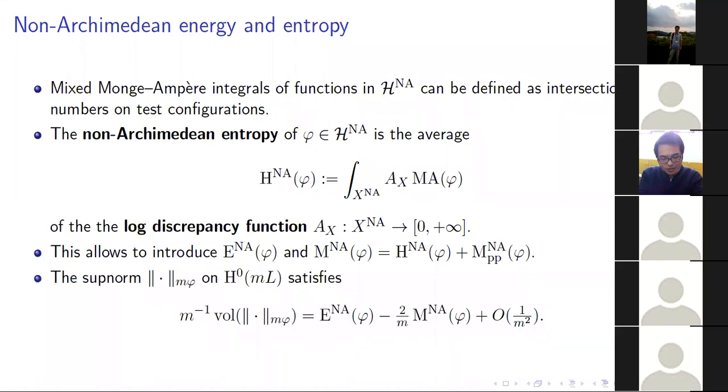Okay, so one justification that this is indeed the correct formalism is that in this situation, you replace the L2 norm by the sup norm induced by the Fubini-Study potential, or metric, on the line bundle L. So you get a sup norm with respect to phi for sections of mL. There is a natural notion of volume also in this situation, which is basically the volume of the unit ball again. And then again, we have an asymptotic expansion of the volume functional, where the first two coefficients are expressed by the E functional and the M functional, just as before. This time it comes from a Riemann-Roch expansion on the test configuration instead of Bergman kernel asymptotics.